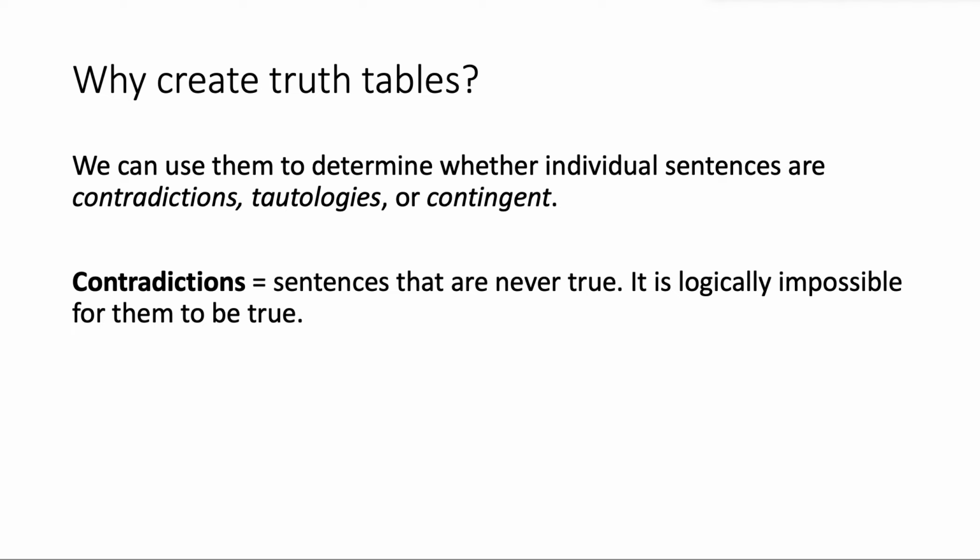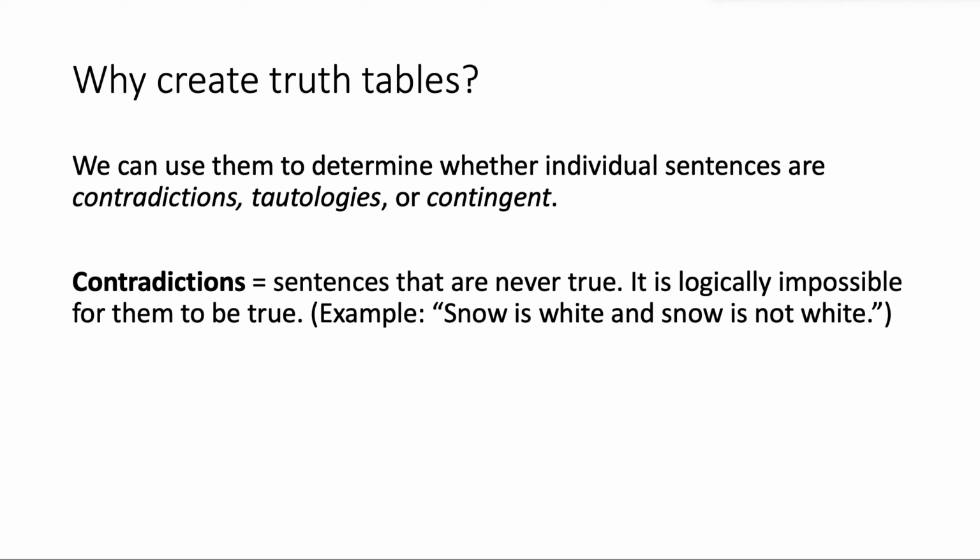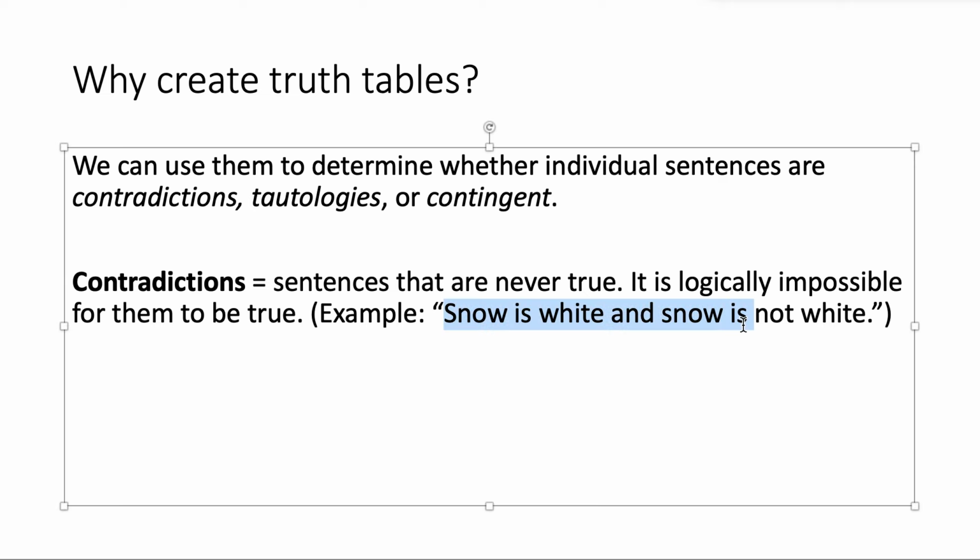So a contradiction is a sentence that is never true. It is logically impossible for a contradiction to be true. So here's an example. Snow is white and snow is not white. This is a sentence that is just impossible for it to be true. That's a contradiction. It can never be true.